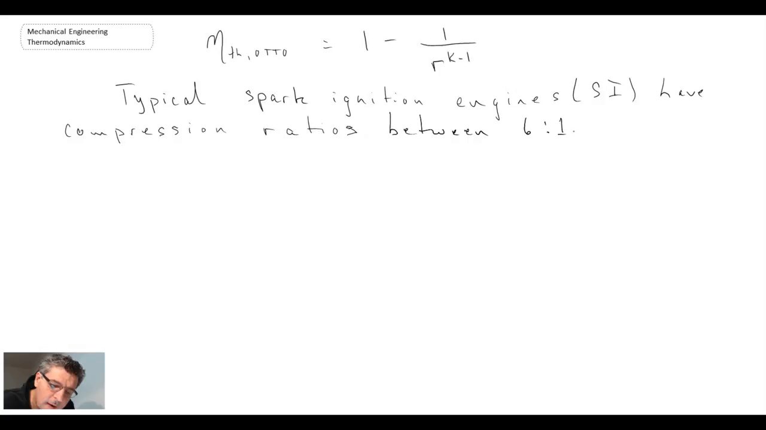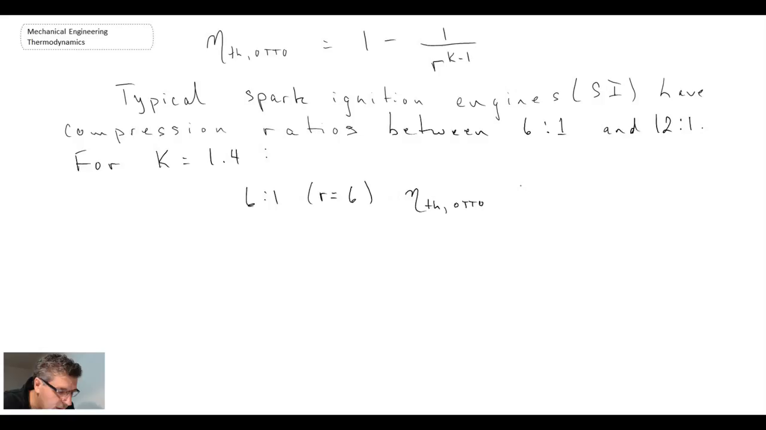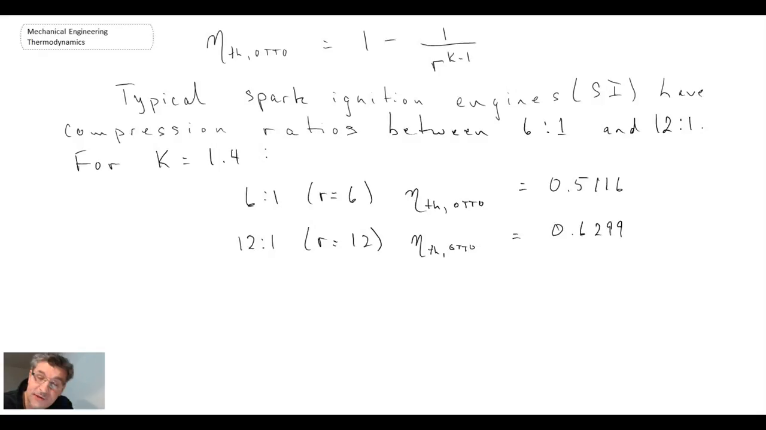6 to 1, and 12 to 1. So if we're looking at a ratio of specific heats for air of 1.4, we can find that with the 6 to 1 compression ratio, R is equal to 6, and then the thermal efficiency for an Otto cycle would be about 51%. And if we have a 12 to 1 compression ratio, the thermal efficiency for the Otto cycle, now remember that this is an ideal Otto cycle, is 0.6299, which sounds great. I mean, we're talking 51 to 62, 63%.